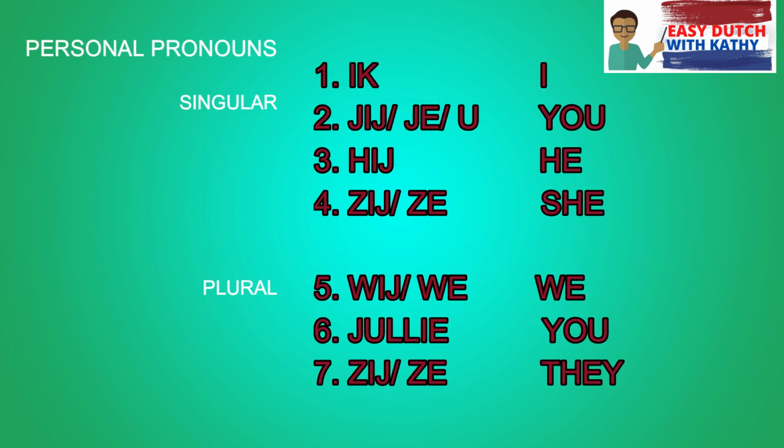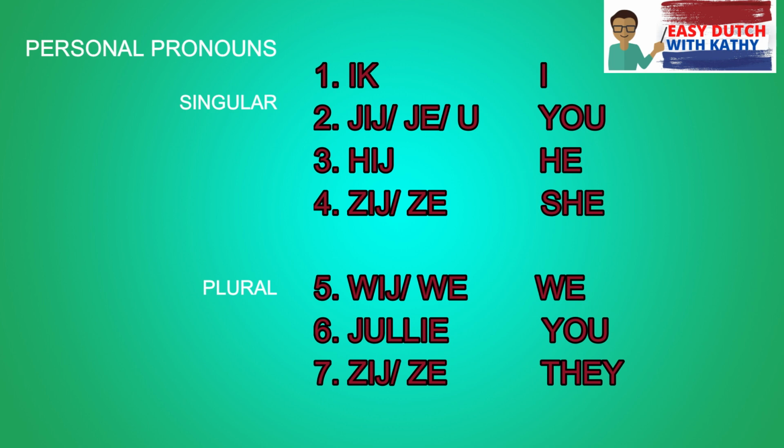First, let's have a look at the Dutch personal pronouns. We have first singular. Ik means I. Jij, je, u, you. Hij is he. Zij, ze, she. And then we have plural. Wij, we mean we. Jullie is you. Zij, ze is they.